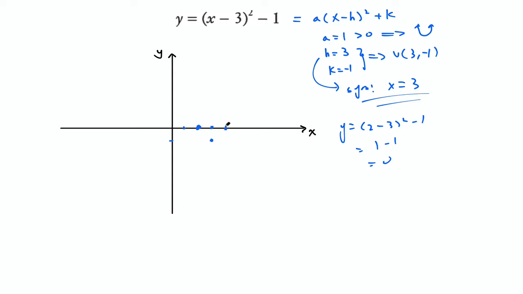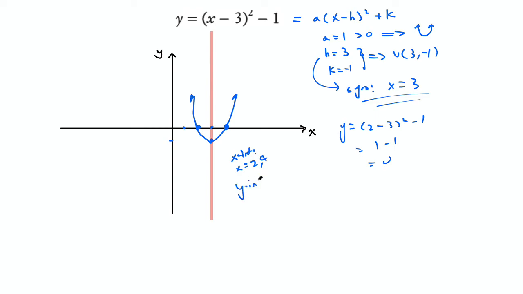So we actually found our two x-intercepts right here. And the reason why this point is the same as this is because the axis of symmetry lies right here. Okay, so we got that. The x-intercepts are x equal to 2 and 4.